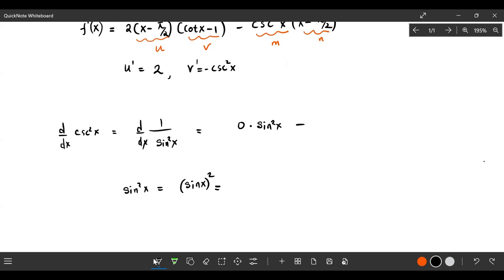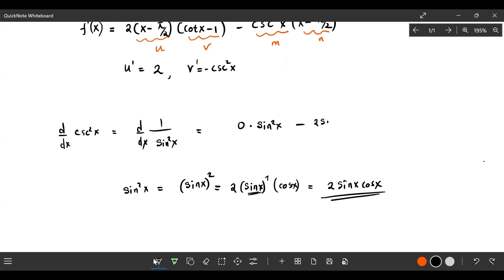You drop the power, which is 2, and then you hold what you have inside here, which is sine x. Subtracting 1 from the power will just be 1. And then multiply by the derivative of what you have inside here, which is cos x, right? So you see that the derivative of sine squared x is simply 2 sine x cos x. That is sine squared x. So that's what you can substitute here.